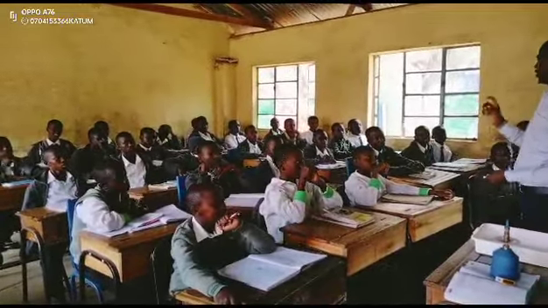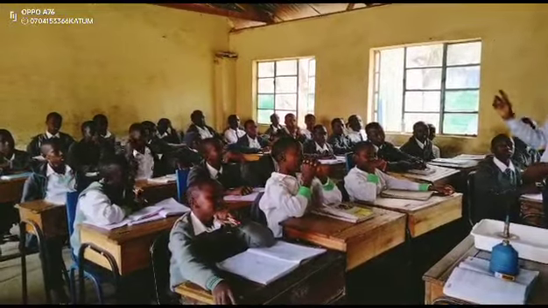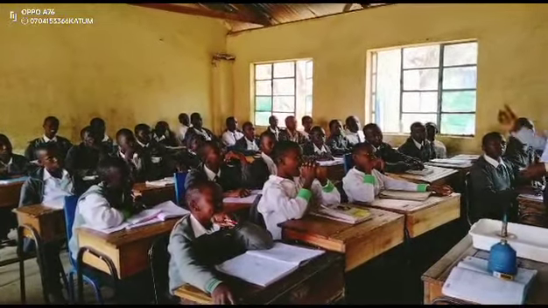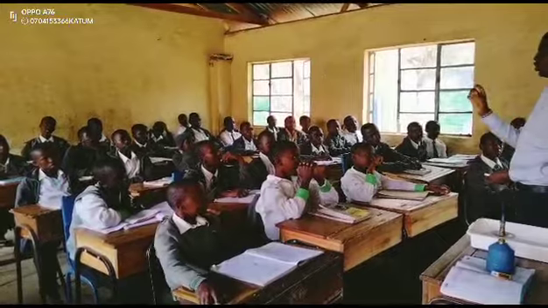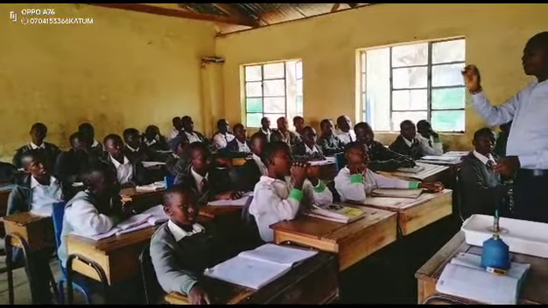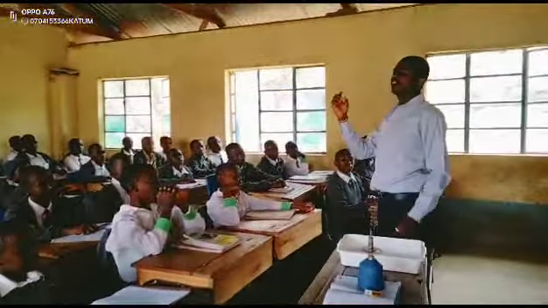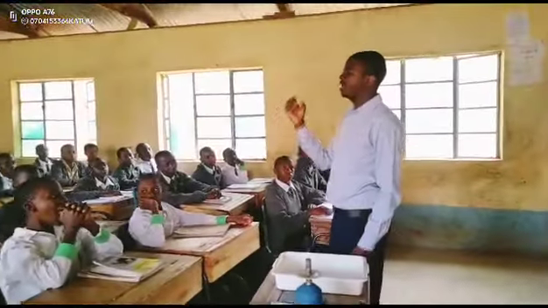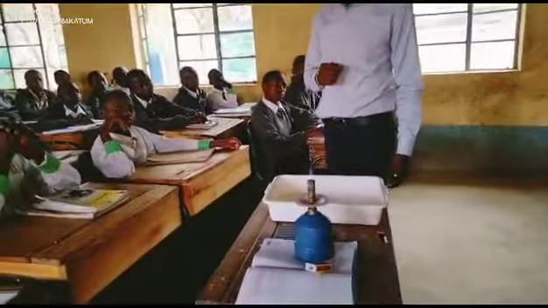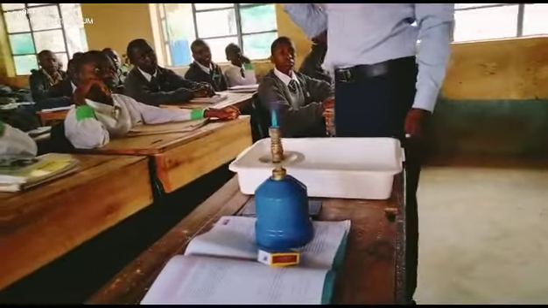Good. Very good. So the hotness of the Bunsen burner can be increased by fully opening the air hole. It means that when you fully open the air hole, there is sufficient air getting into the Bunsen burner, and therefore the hotness of the Bunsen burner is going to be increased. Are we together? Yes. Thank you so much.